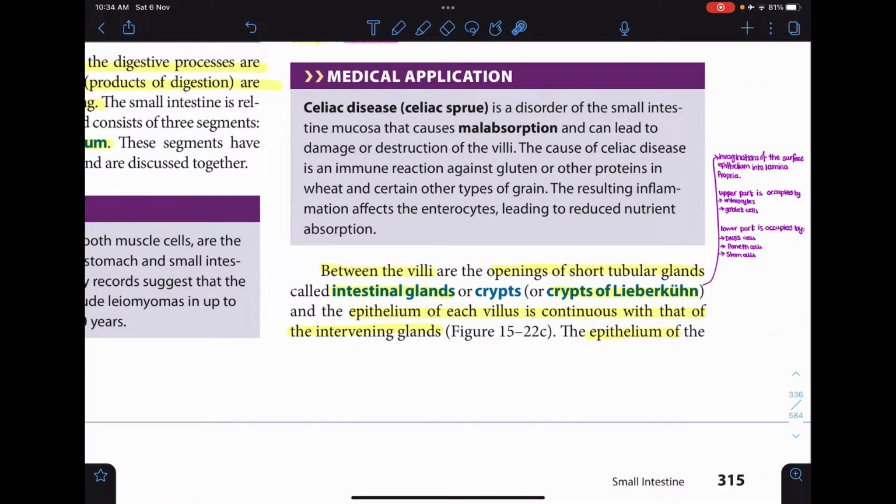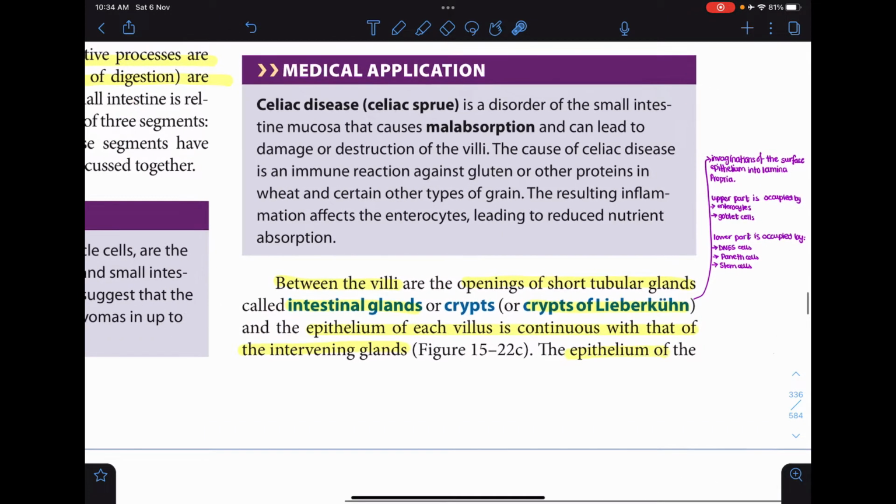Between the villi are openings of the short tubular glands called intestinal glands or crypts of Lieberkühn, and these crypts of Lieberkühn are invaginations of the surface of the epithelium into the lamina propria. The upper part of these crypts is occupied by enterocytes and goblet cells, and the lower part is occupied by DNES cells, Paneth cells, and stem cells.